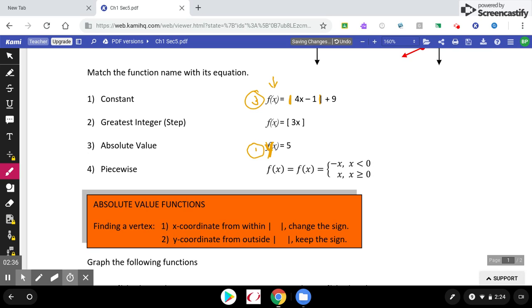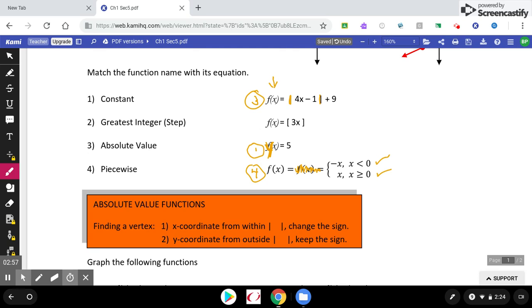The one down at the bottom, too many f of x symbols here by accident, sorry about that, has more than one piece to it. So something happens here when the x values are less than 0, and something different happens when the x values are bigger than or equal to 0. So it's more than one piece. So literally, more than one line means piecewise.